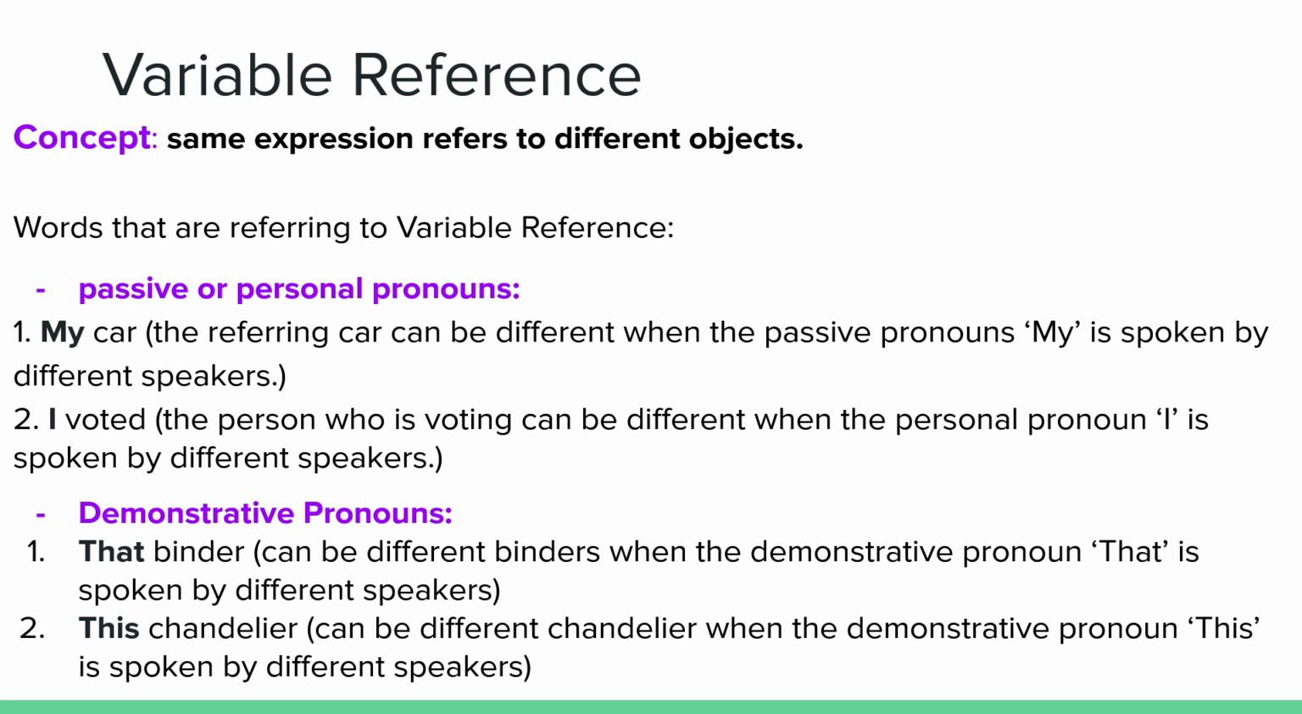The second phrase, "I voted," has variable reference. The personal pronoun I can refer to different people when it is spoken by different speakers. I can say I voted, other people can say I voted as well. So the personal pronoun I refers to the speakers who are saying this phrase.